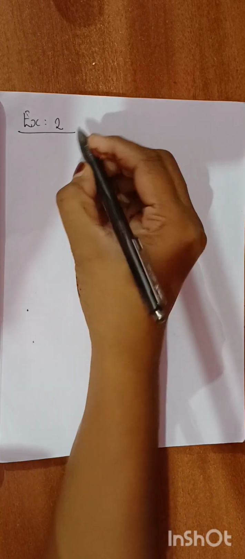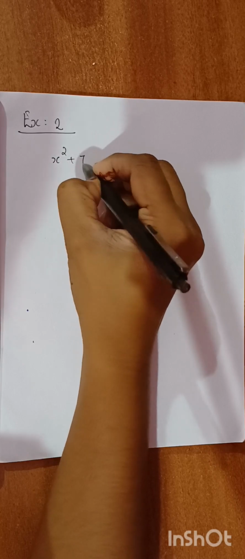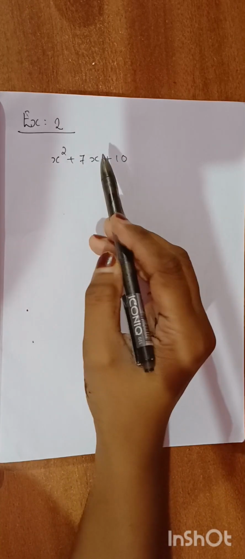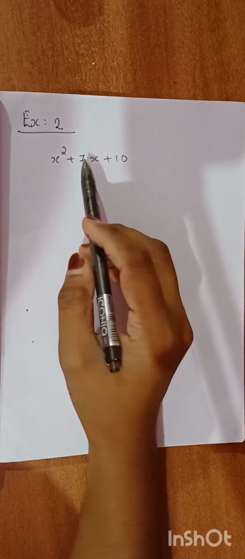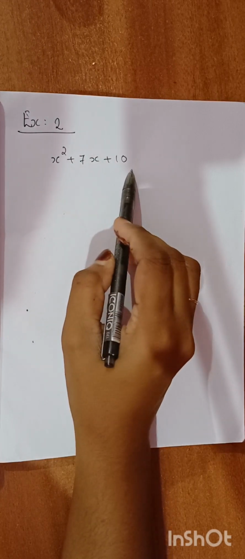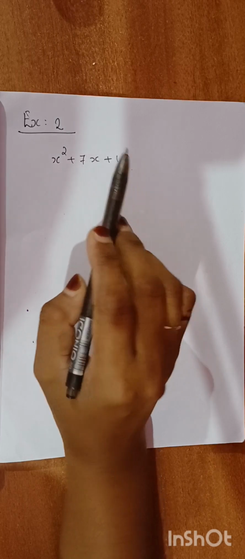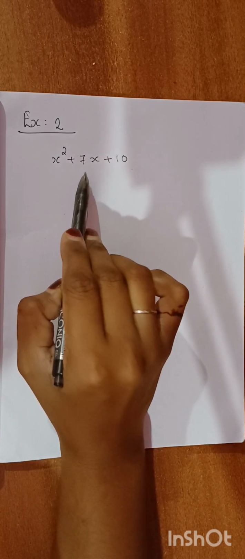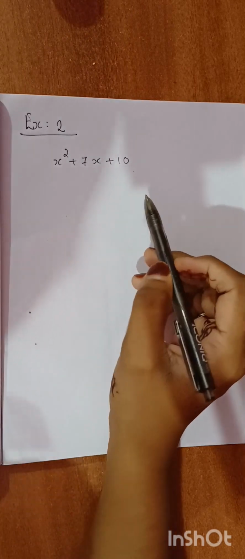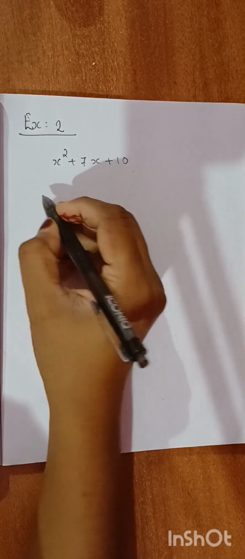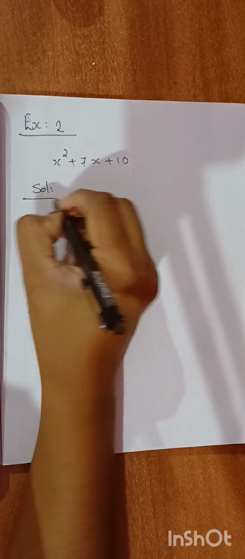Okay, next one is example 2 given in your textbook: find the zeros of the quadratic polynomial x square plus 7x plus 10 and verify the relationship between the zeros and coefficients. So here the question says you have to find the zeros of this quadratic polynomial, and also verify the relationship between the zeros and the coefficients. First you have to find the zeros. How can you find the zeros here?